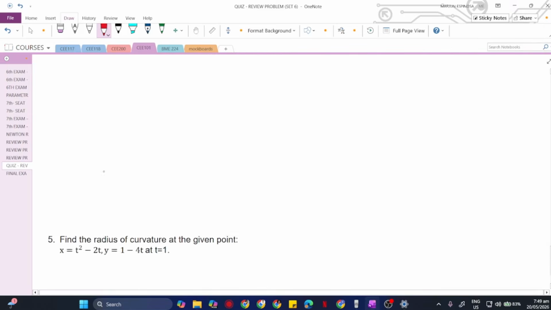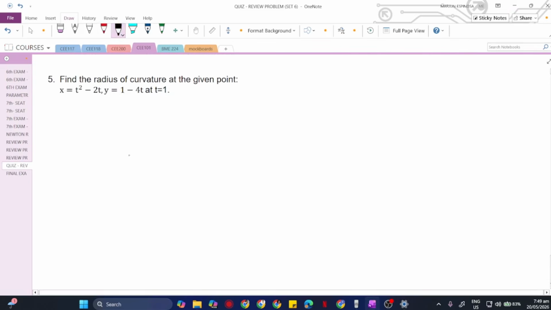Okay, for our last problem of the day, find the radius of the curvature at the given point. So x equivalent to t squared minus 2t and y equivalent to 1 minus 4t at t equivalent to 1. So recall natin class that we have here a parametric equation, no? We have here a parametric equation. Okay, to solve problems like this one, especially if we are to determine the radius of curvature, we can use the formula for parametric equation radius of curvature.